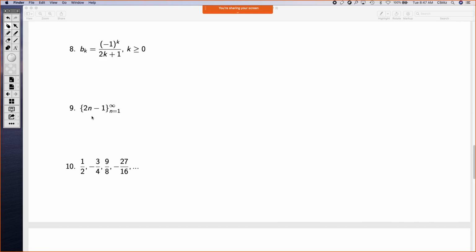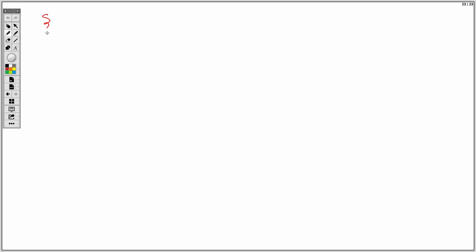What about this next one? 2n minus 1, n goes from 1 to infinity. Once again, this was one we had earlier today. When we wrote this out, we had 1, 3, 5, 7, etc. So geometric, the ratio is 3 over 1, 3, 5 over 3, 5/3. That doesn't work. But arithmetic works.